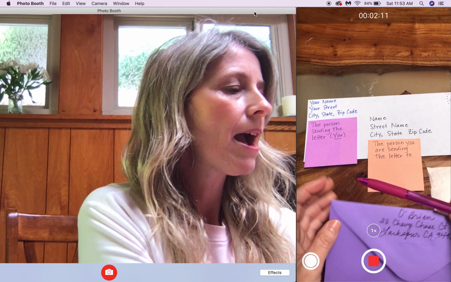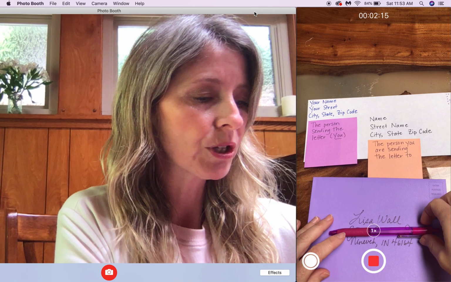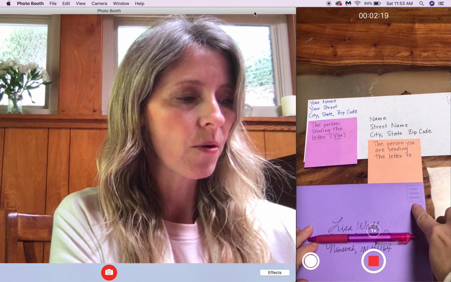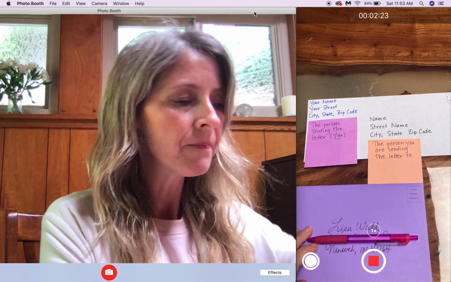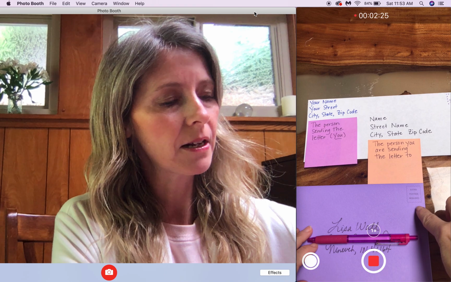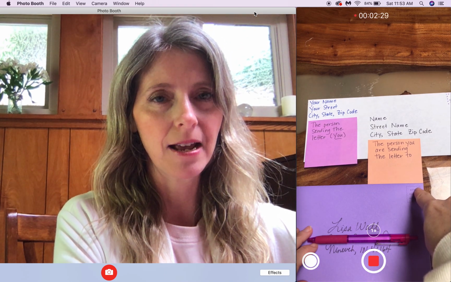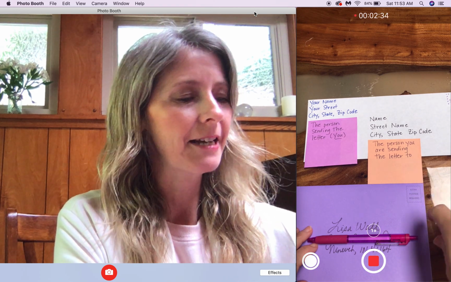But no matter where you put the return address, the address for the person that you're sending it to always goes in the middle, and the stamp always goes up here. And I don't know if you can see this, it says extra postage required. This envelope is going to cost me a little bit more money to mail, so I'm going to have to put more than one stamp on it. But the letters that you guys are mailing this time will only require one stamp.